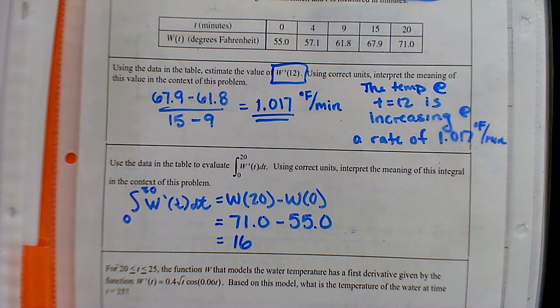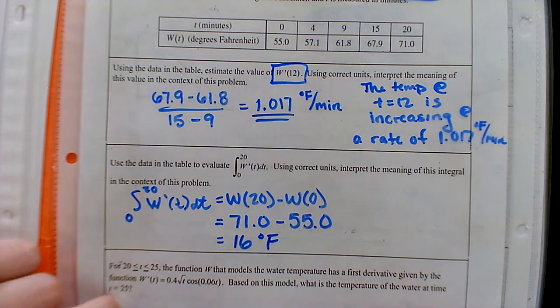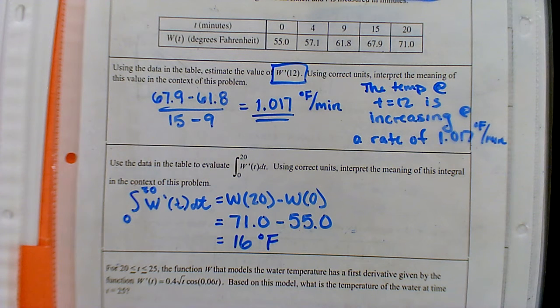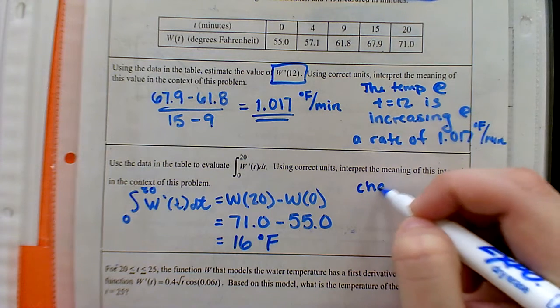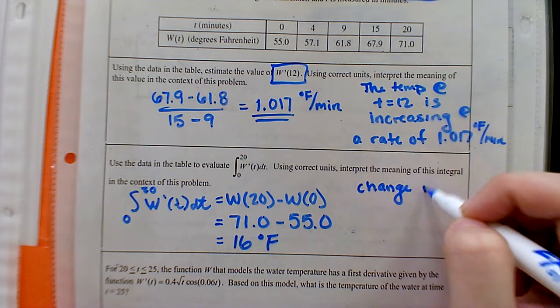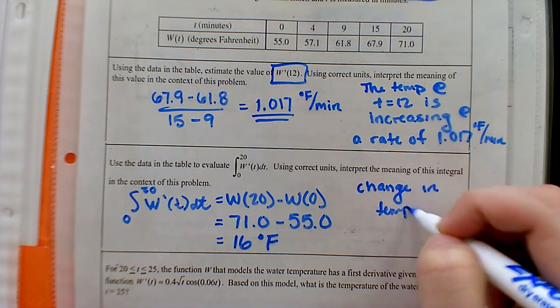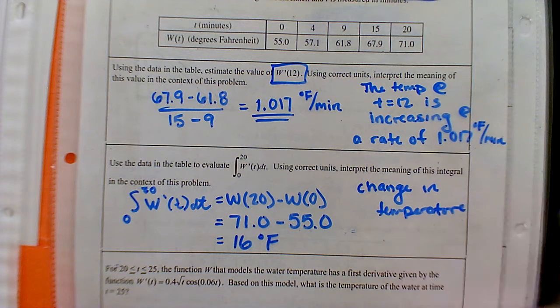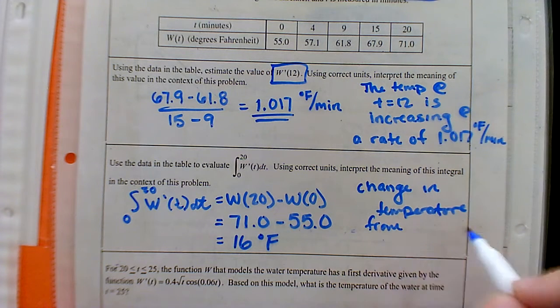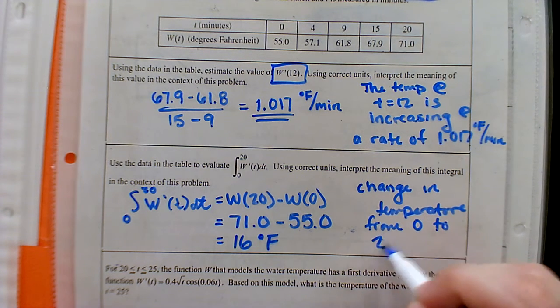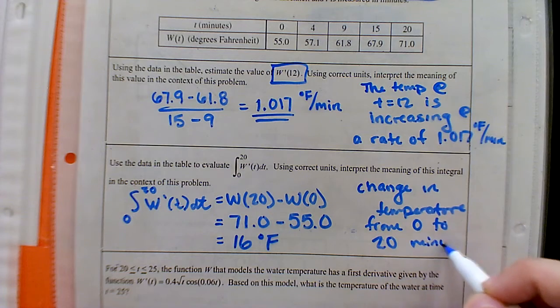Right, I think we should get 16. What about units? Degrees Fahrenheit. Okay, so in the context of the problem, what does that 16 degrees Fahrenheit mean? There we go. Amount of change in temperature from 0 to 20 minutes.